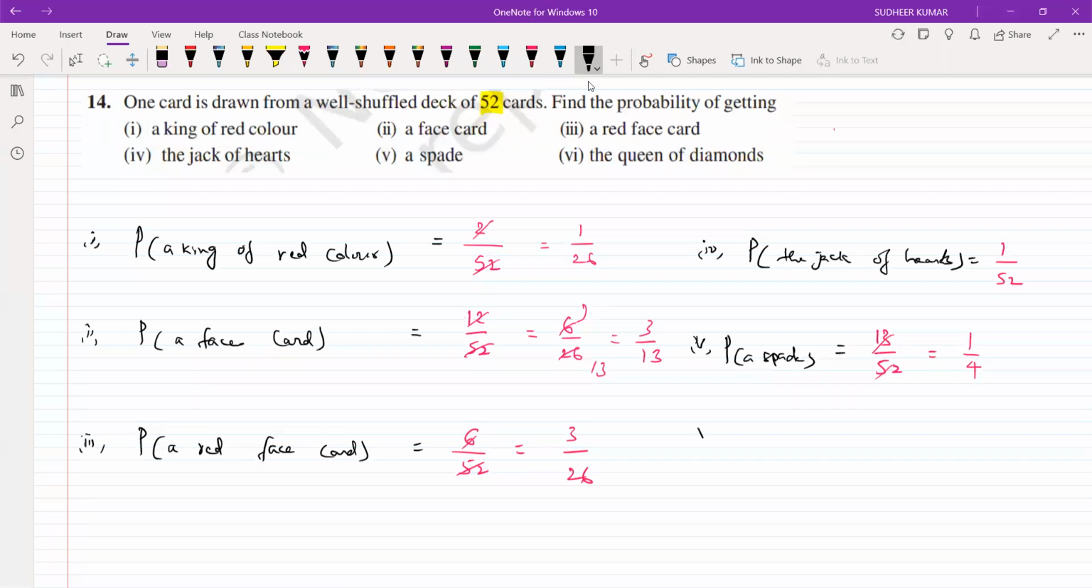And the next one is the queen of diamonds. Probability of getting a queen of diamonds, 1 by 52. So that you have to write it. 1 by 52, that's it.